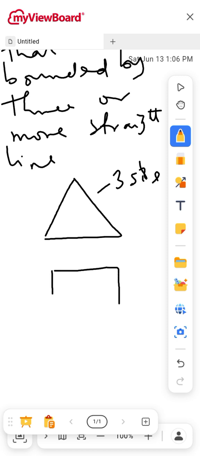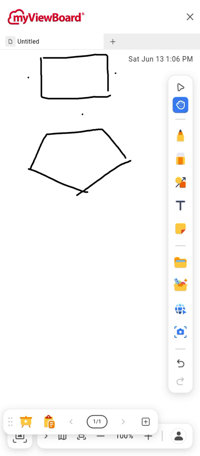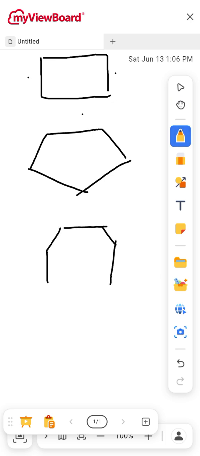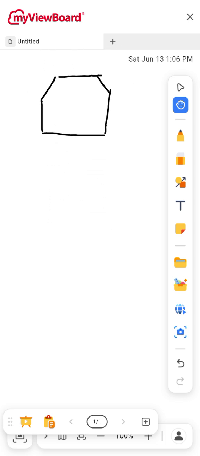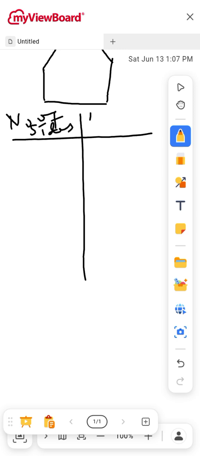We can talk about the four-sided polygon. One, two, three, four. There are four sides there. We can talk about the five-sided polygon. One, two, three, four, five. We can talk about the six-sided polygon. One, two, three, four, five, then six. This is a six-sided polygon, and like that. And they have special names by which they are called: polygons and their special names, according to their number of sides.